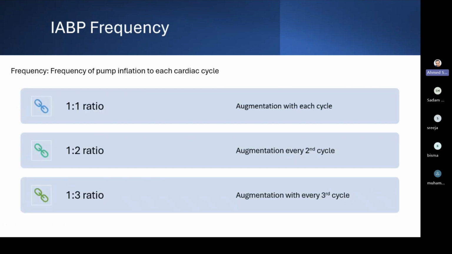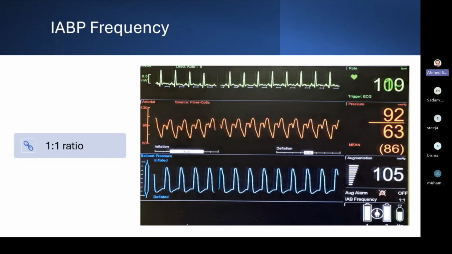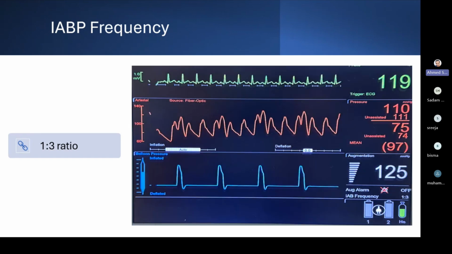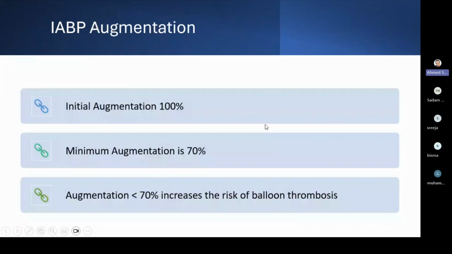The IABP frequency. The operator can set the IABP frequency 1 to 1, 1 to 2, 1 to 3, and in some intra-aortic balloon devices, the ratio can go higher to 1 to 8. And this is an example for 1 to 1 ratio, where each cardiac cycle is supported with the intra-aortic balloon, and 1 to 2 ratio, each alternate cardiac cycle is supported with the intra-aortic balloon, and 1 to 3, each third cycle is supported with the intra-aortic balloon, as you see.